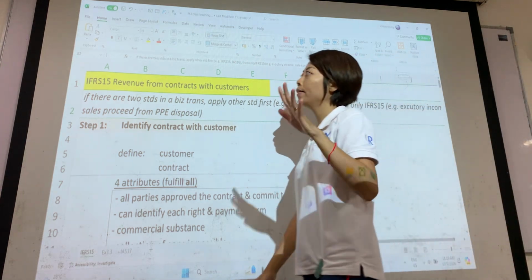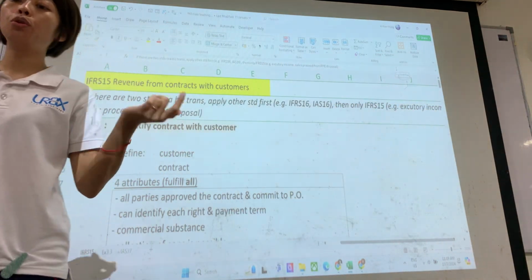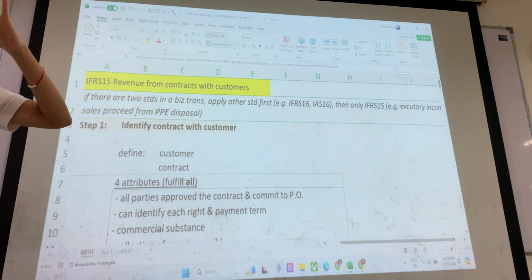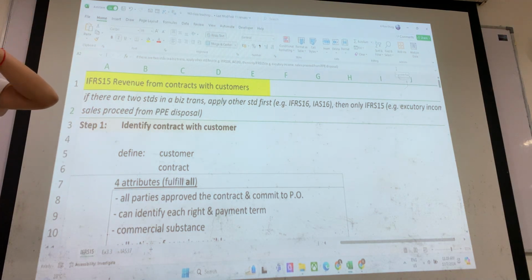Now, there are 5 steps. Because all sort of revenue, you will use IFRS 15. Like all sort of fair value, you will use IFRS 13. Okay? So IFRS 15 is a single comprehensive model. It is good and therefore it is here now. So we have 5 steps.